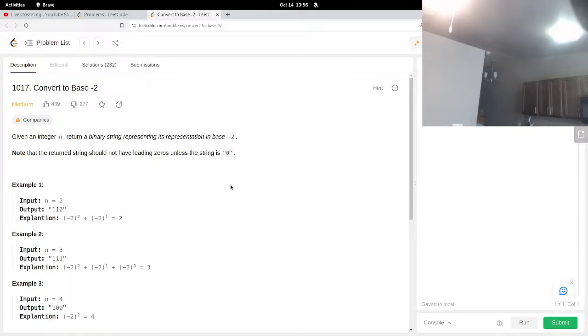1, 1, 0, or even, hold on. Negative 2 to the 0, negative 2 to the first, 2 to the... oh boy. The even numbers, I could take them as they are. The odd numbers, it's a little more complicated.